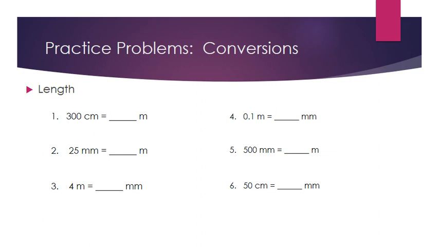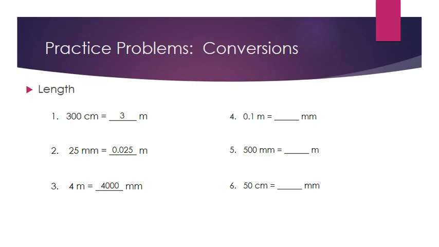So just quick practice for you guys. We're going to work through these problems real quick. If you have 300 centimeters, you convert that to meters, it's going to be 3. 25 millimeters converted to meters, you're going to move the decimal to the left 3 spaces, and you end up with 0.025 meters. 4 meters converted to millimeters, you're going to move your decimal to the right 3 places, you're going to end up with 4,000 millimeters.